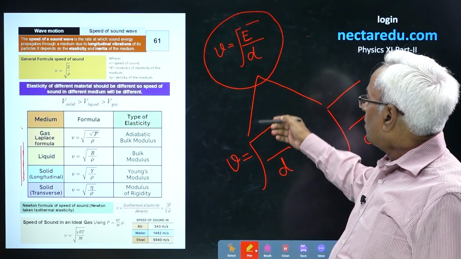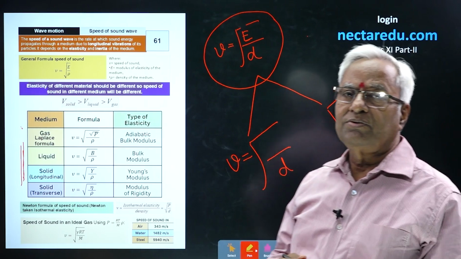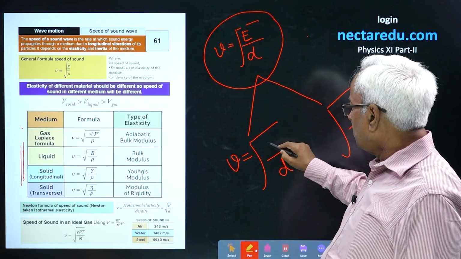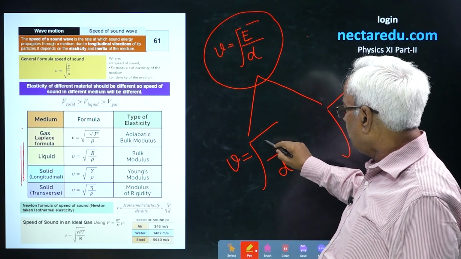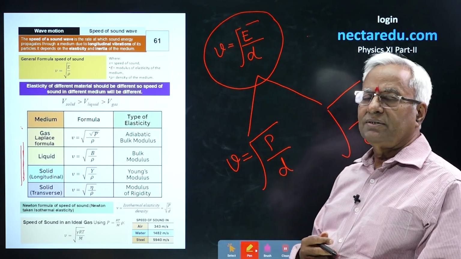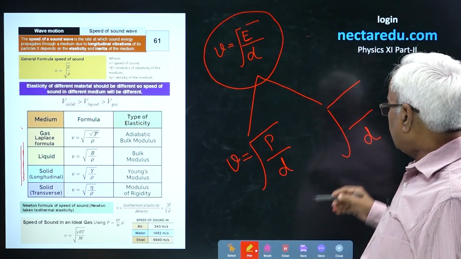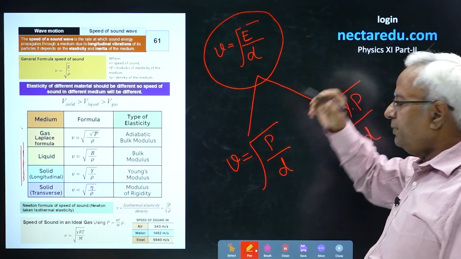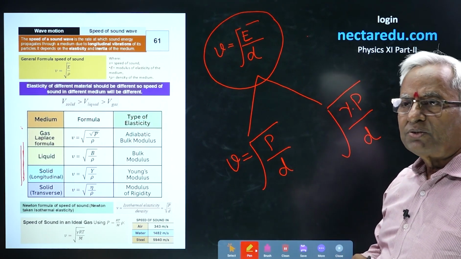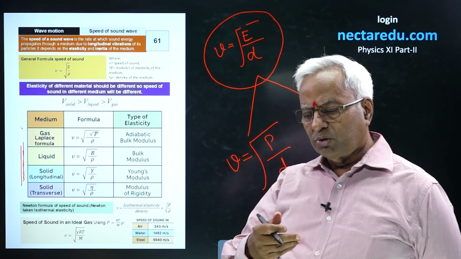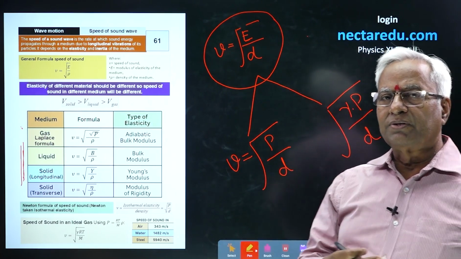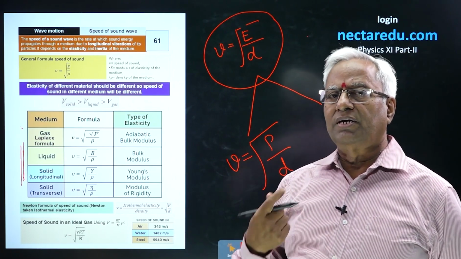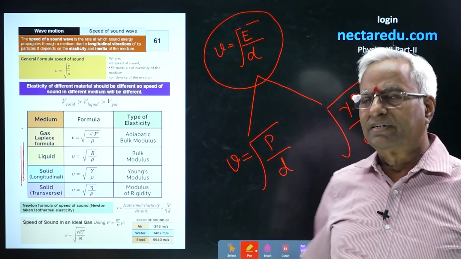The modulus of elasticity for gases is of two types, isothermal and adiabatic. Isothermal modulus, if you use it, is going to be P only, that is atmospheric pressure. And if you use adiabatic modulus, it's going to be gamma P. That means first you decide what type of process it is when sound travels along the gases, whether it's isothermal or adiabatic. This is to be decided.